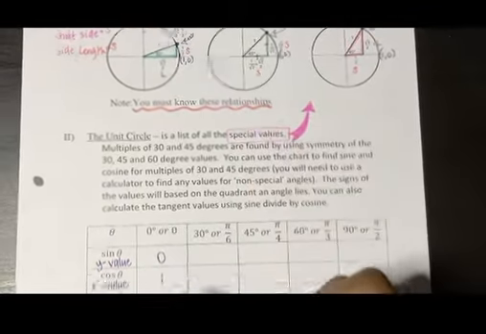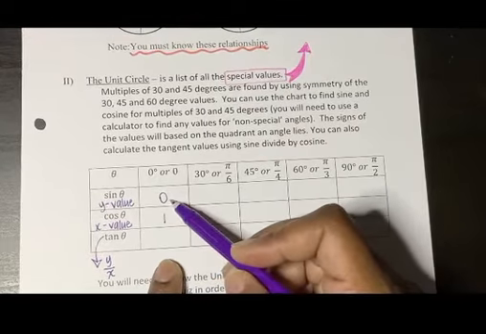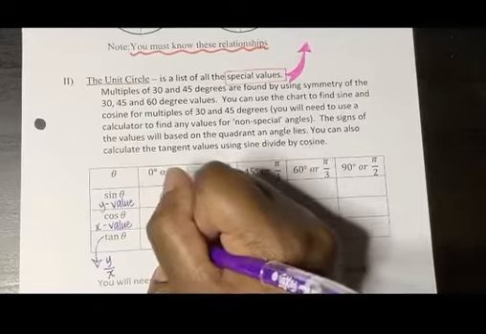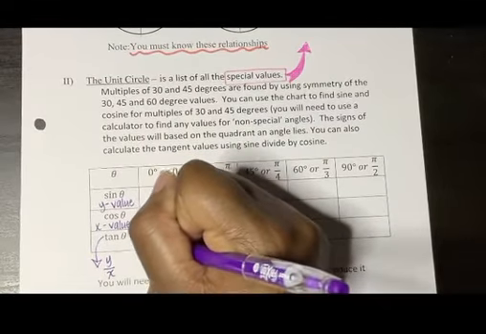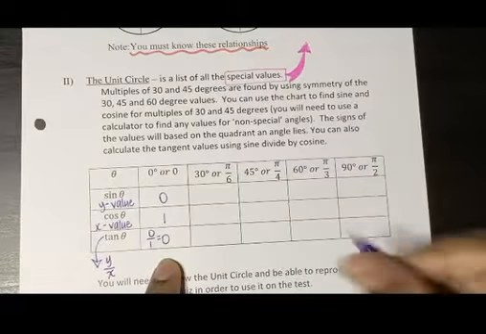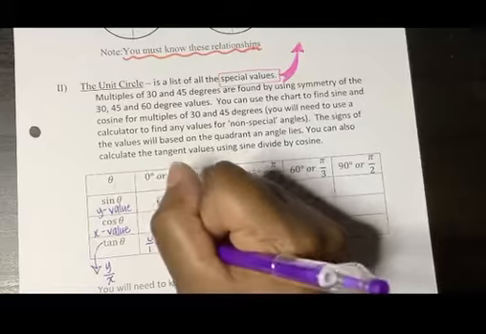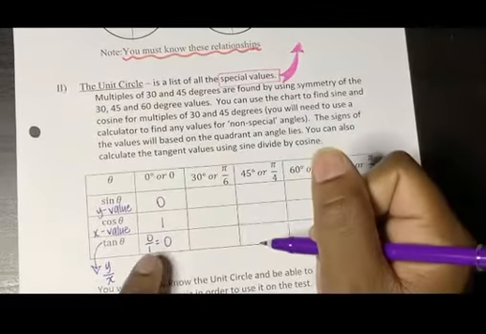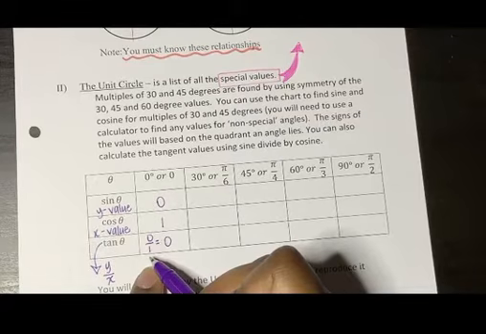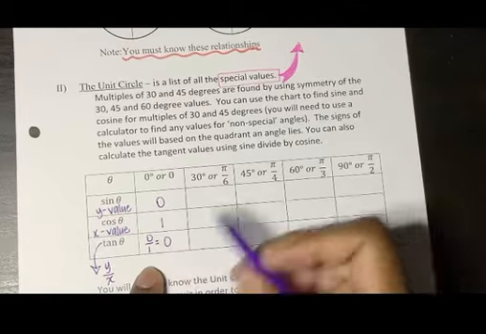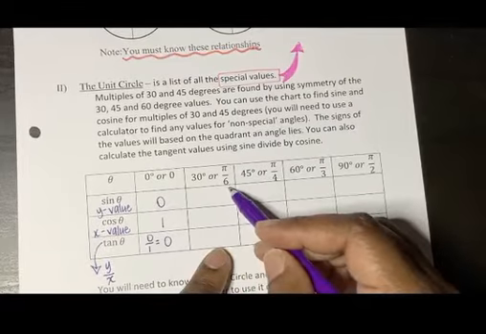Okay, so then our tangent is going to be y over x. Well, that's just going to be 0 anyway, because y over x just turns out to be 0. This is not, let me say this again, this is not undefined because there's a 1 down here. So it's just 0.